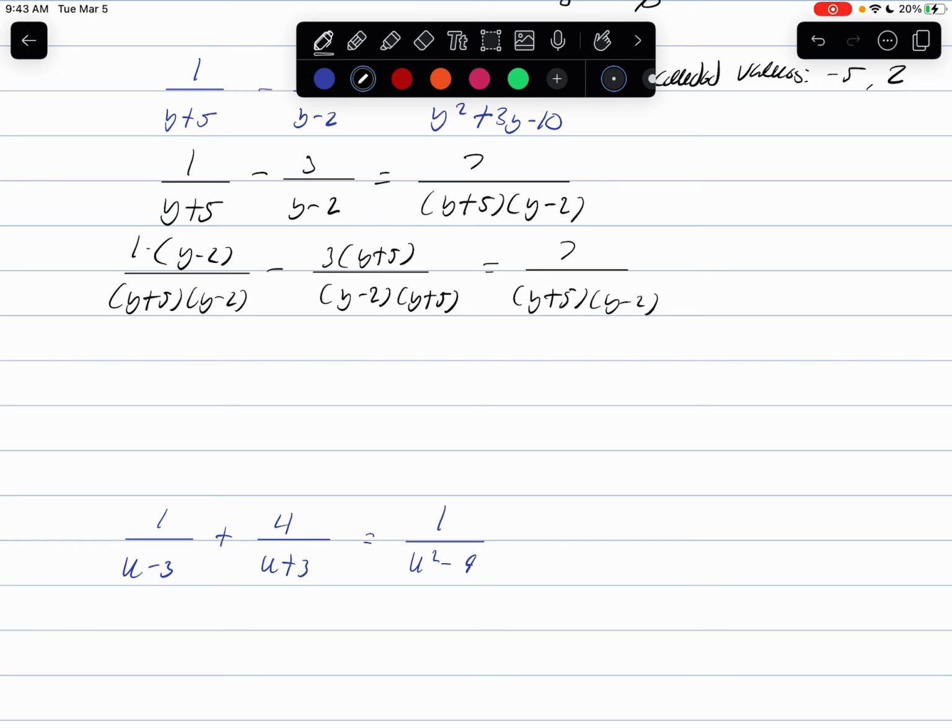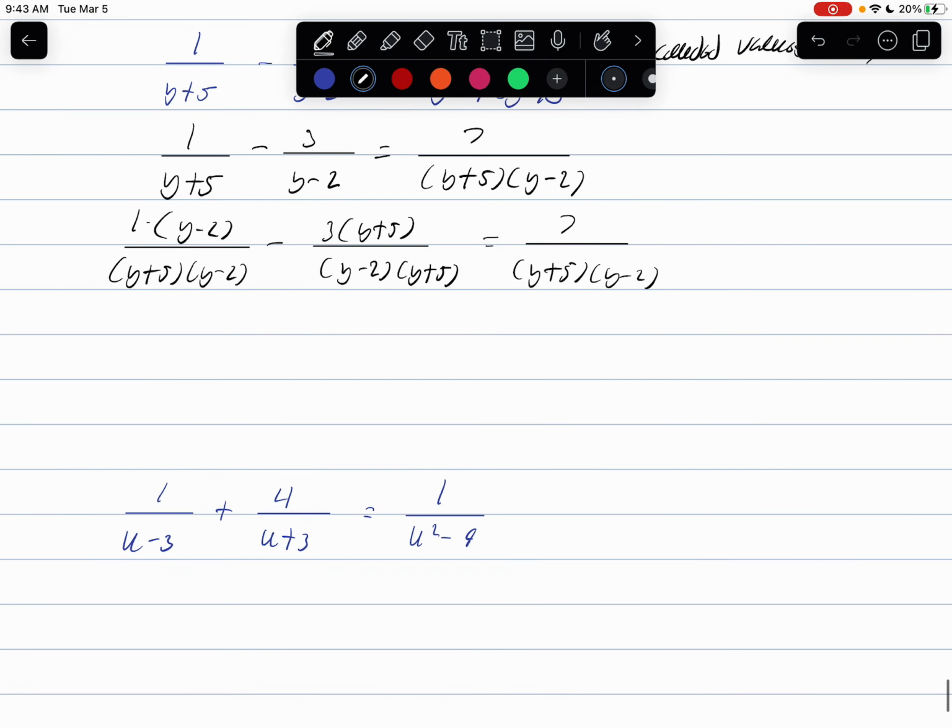Okay, so all three of these now have the same denominator, right? So y plus 5 times y minus 2 is in the denominator for all of these. And so now we have the luxury of being able to combine all of these into one fraction. Okay, and we're going to do this in one step here. So we can add 3 times y plus 5 over y minus 2 times y plus 5.